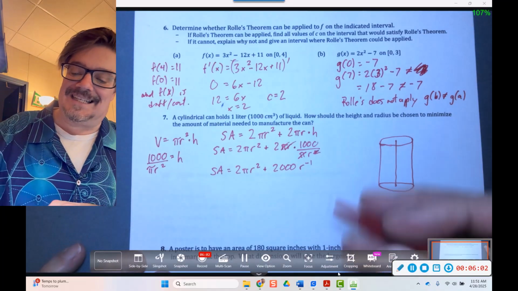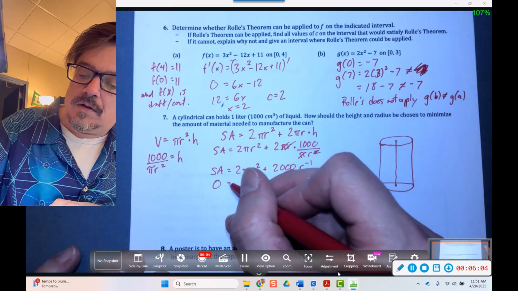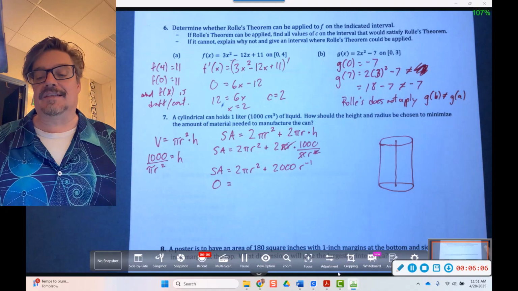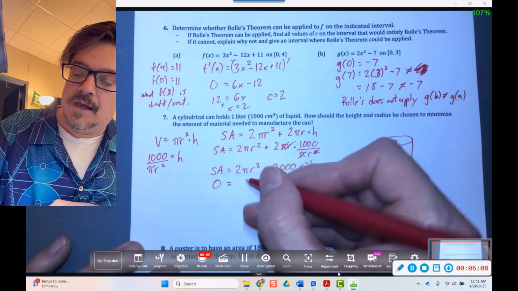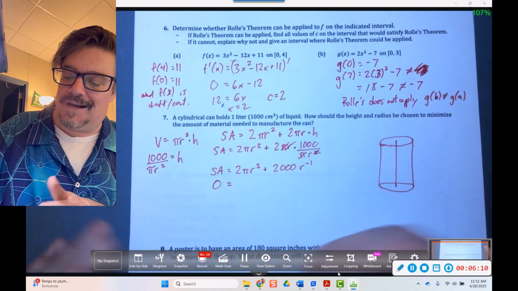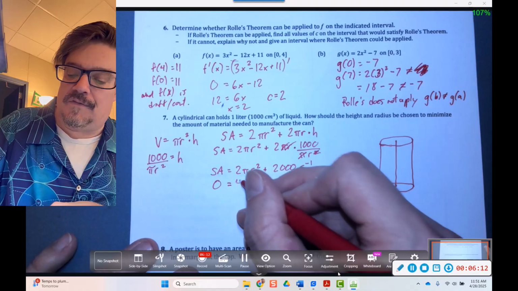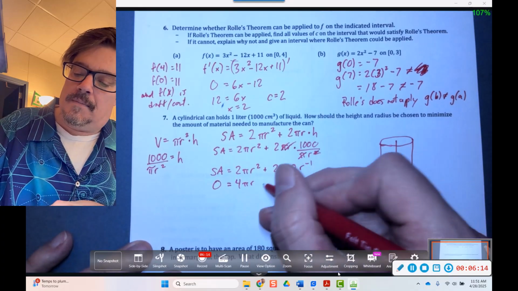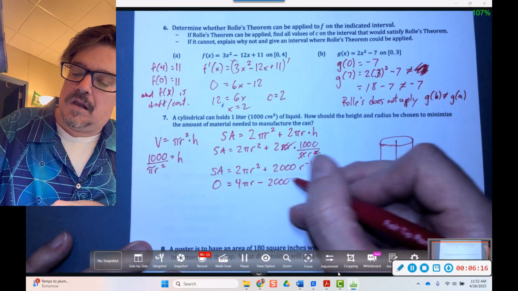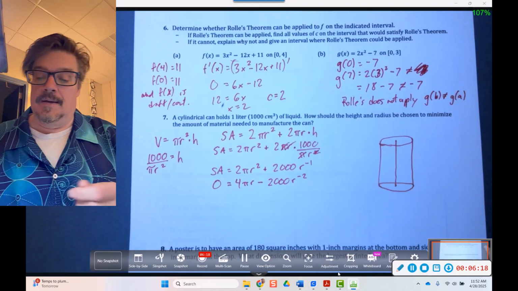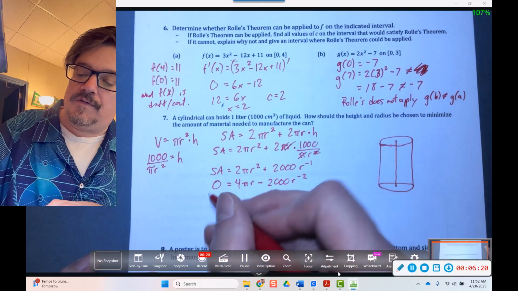So I'm going to set this equal to 0, and I'm going to take the derivative at the same time. I probably shouldn't do that, but I feel like I'm running out of space. So 4 pi r minus 2,000 r to the negative 2. So now we're going to move this over to the other side.